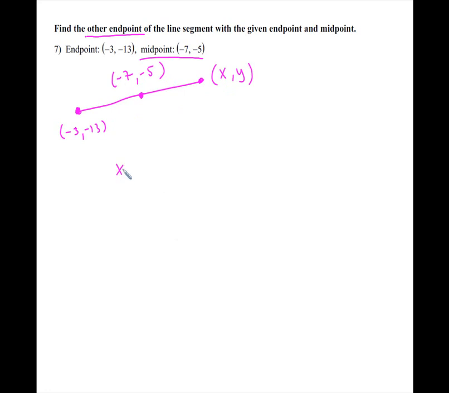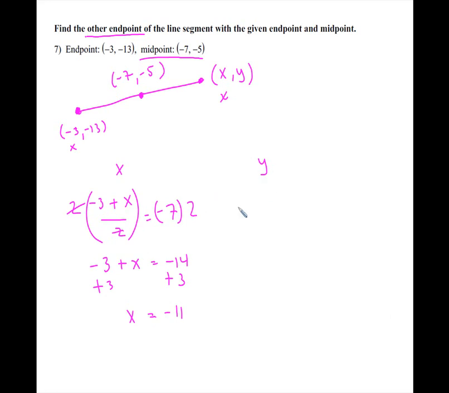So now just plug the values into the midpoint formula. Remember, if you want to find the x value of the midpoint, you would take the x's and add them up. So -3 plus x, because we don't know what this x value is, and we divide it by 2. When you work this out, it gives you the x value of the midpoint, which we know is -7. Let's do the work. Multiply both sides by 2. -3 plus x is going to equal -14. Add 3 on both sides.